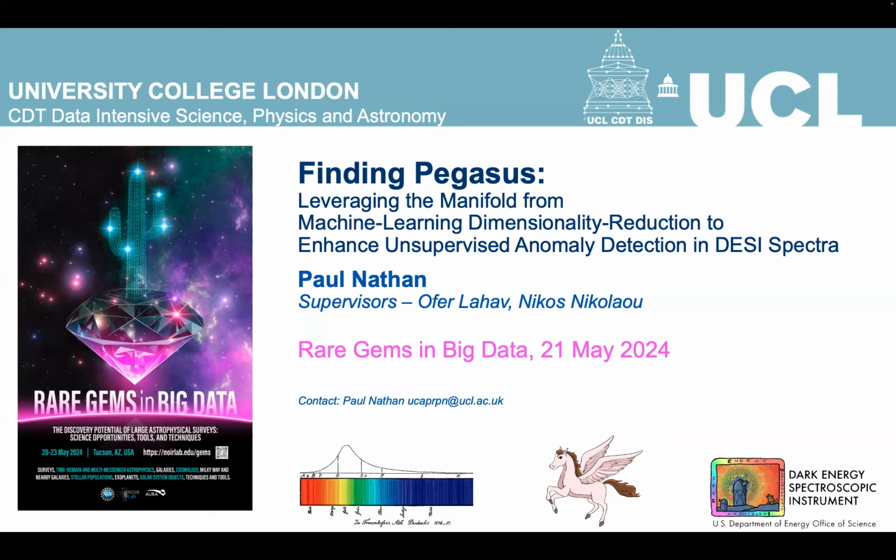I'm Paul Nathan. I'm from University College London. I'm a second year PhD student. We've got a sort of center for data intensive science within physics and astronomy, and I'm super excited to be here today to talk about some thinking that we've been doing about anomaly detection recently.